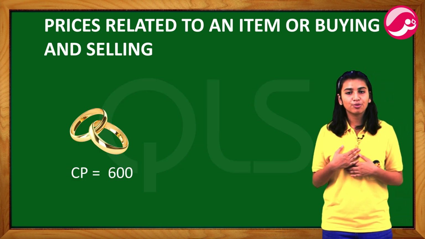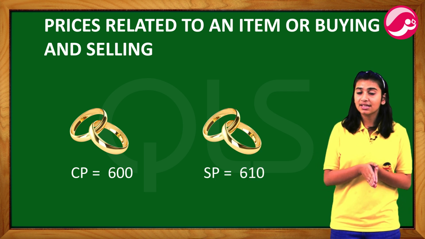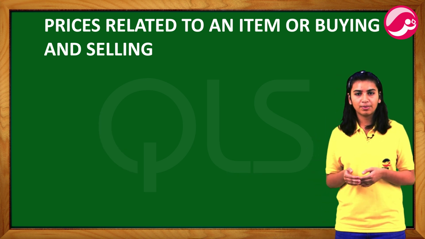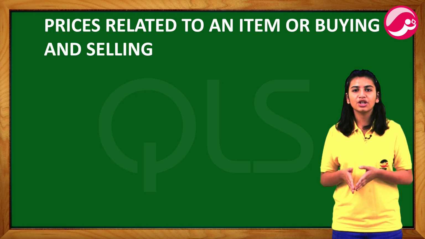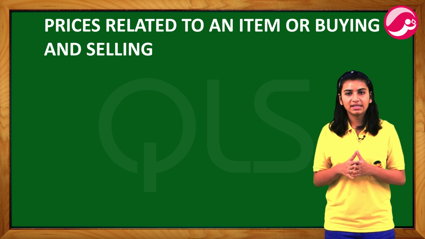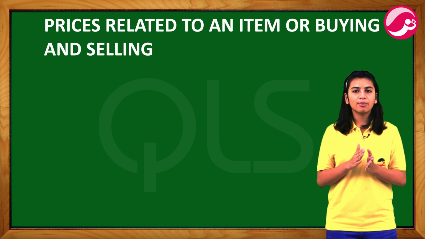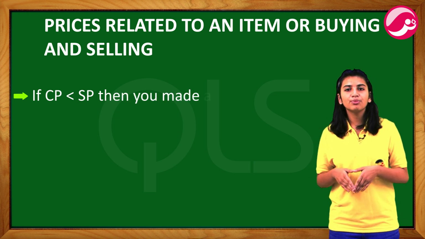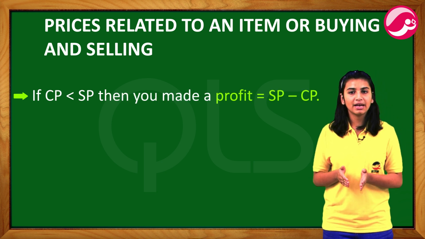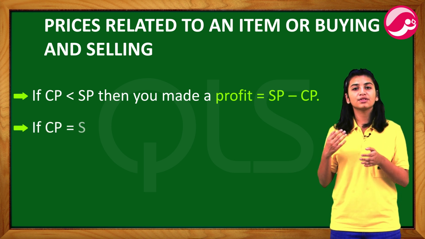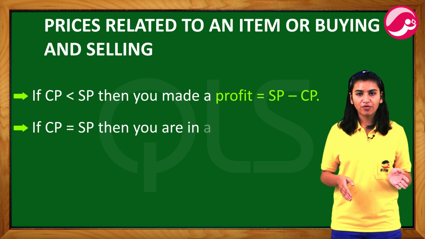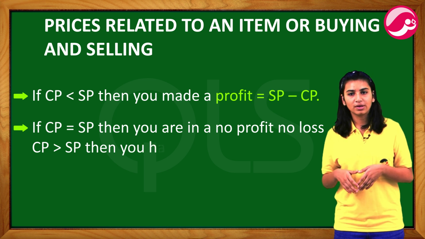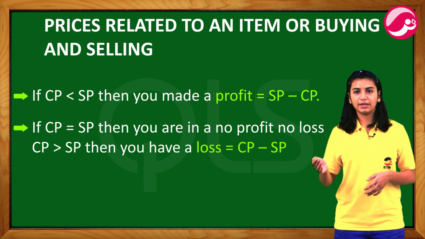Example, I bought a ring at rupees 600 and sold it at 610. What would you say is better? You can sell the item at a lower price, same price or higher price than your buying price. You can decide whether the sale was profitable or not depending upon the CP and SP. If CP is less than SP, then you made a profit, which is SP minus CP. If CP is equal to SP, then you are in no profit or no loss. While if CP is greater than SP, then you have a loss, which will be equal to CP minus SP.